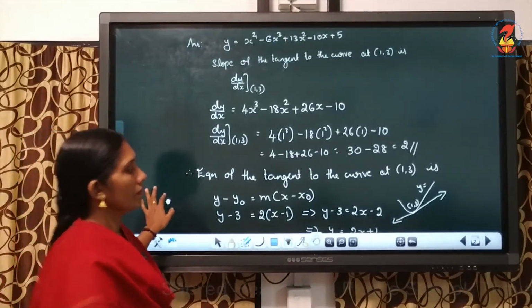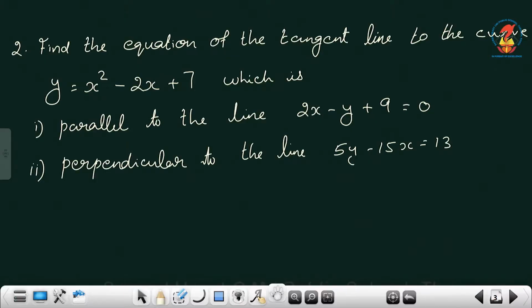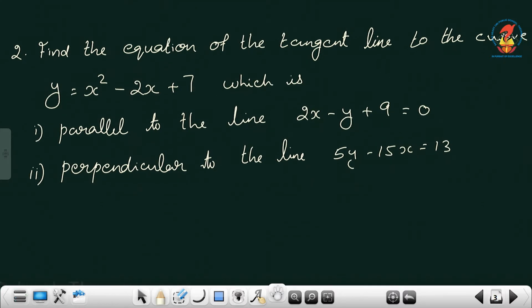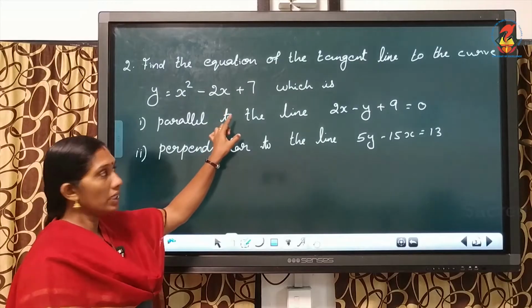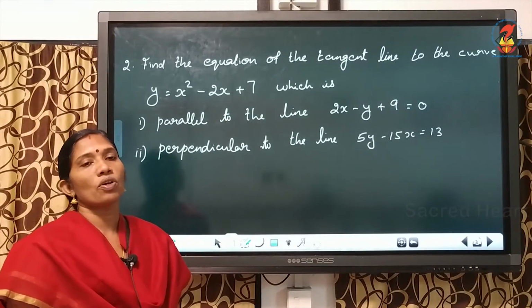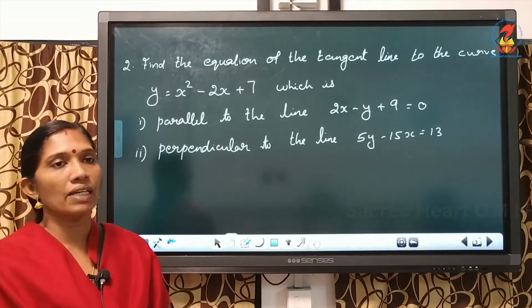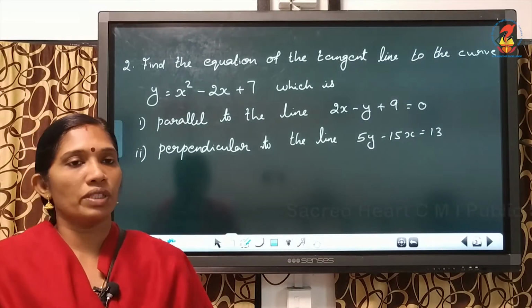Now the next one. Find the equation of the tangent line to the curve which is parallel to the line and perpendicular to the line. Two questions are here. We have to write the equation of the tangent line to the curve. The curve is given, but the point is not given. In the previous question, the point was given and the slope was not given, so we found the slope.